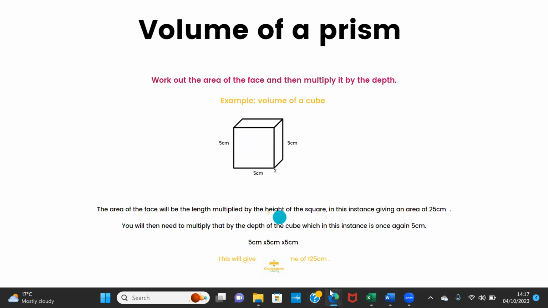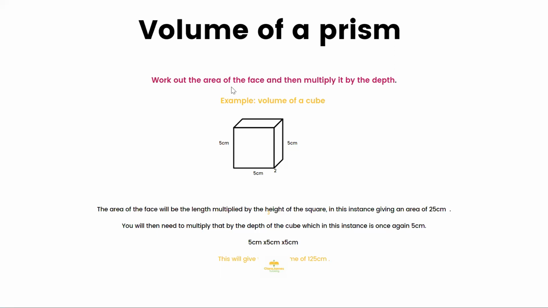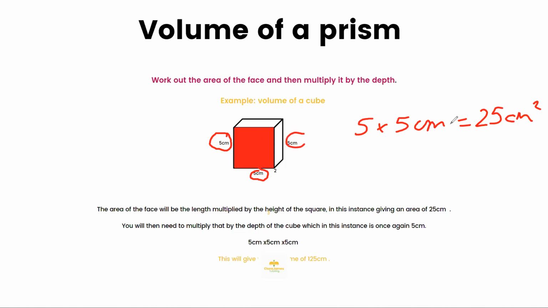So for the area of the face with this one, let me grab a different color, some red. This would be our face. If we work out the area of that, we know that this side is 5 and this side is 5. So to work out the area of that face, we would do 5 times 5, and that would give us 25 centimeters squared. And I've just noticed that 5 has slipped. It's supposed to be down there. So the depth is 5 centimeters.